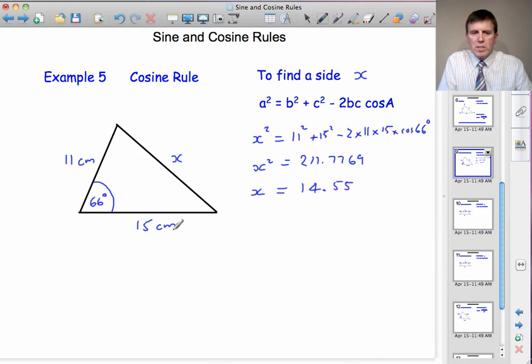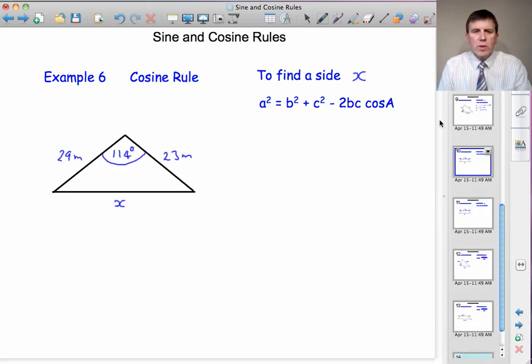And the units will be in the same units as the other two sides, centimetres. So there's our first example, finding a side using cosine rule. Moving on to example 6, again to find a side x. This time the angle is obtuse. It won't make any difference.